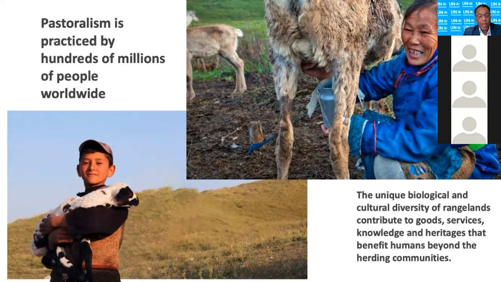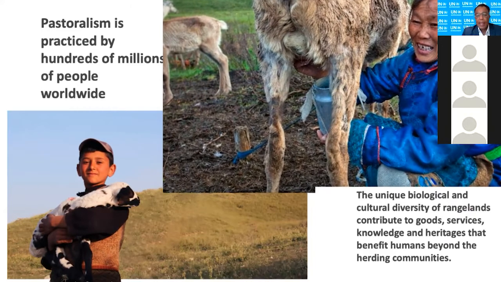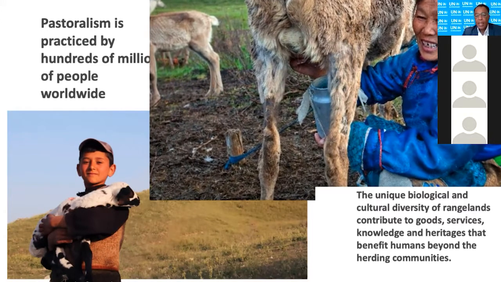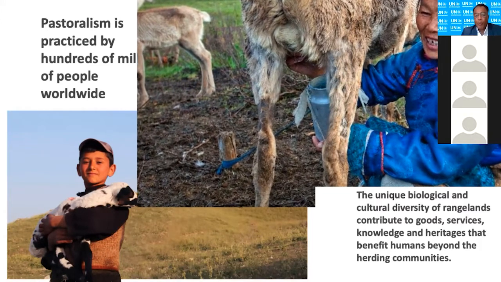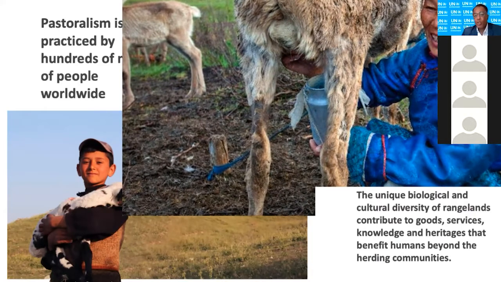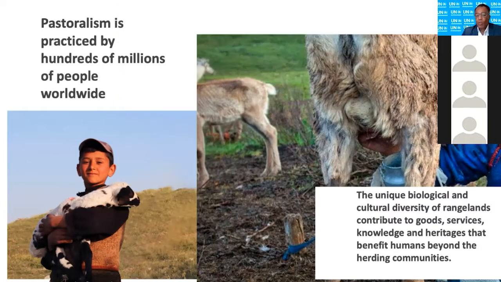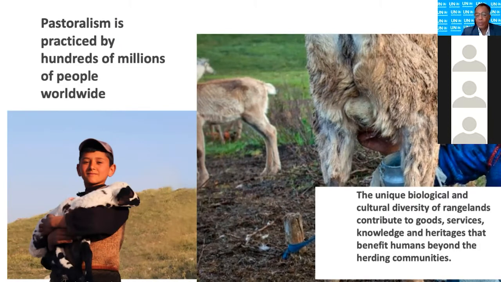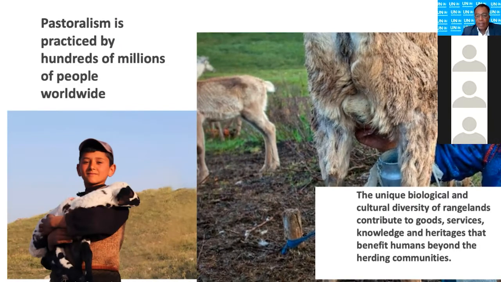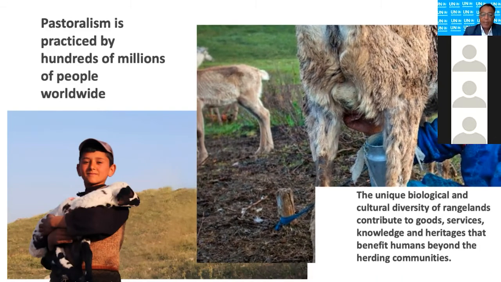As you all know, pastoralism is practiced by millions of people worldwide and represents an intimate relationship between people, the animals that they care for, and the landscape. Pastoralism is increasingly recognized as one of the most sustainable production systems on the planet and plays a major role in safeguarding ecosystem services and biodiversity in rangeland, but also offering healthy good services, knowledge, and heritage that benefits humans beyond the herding community. Next, please.